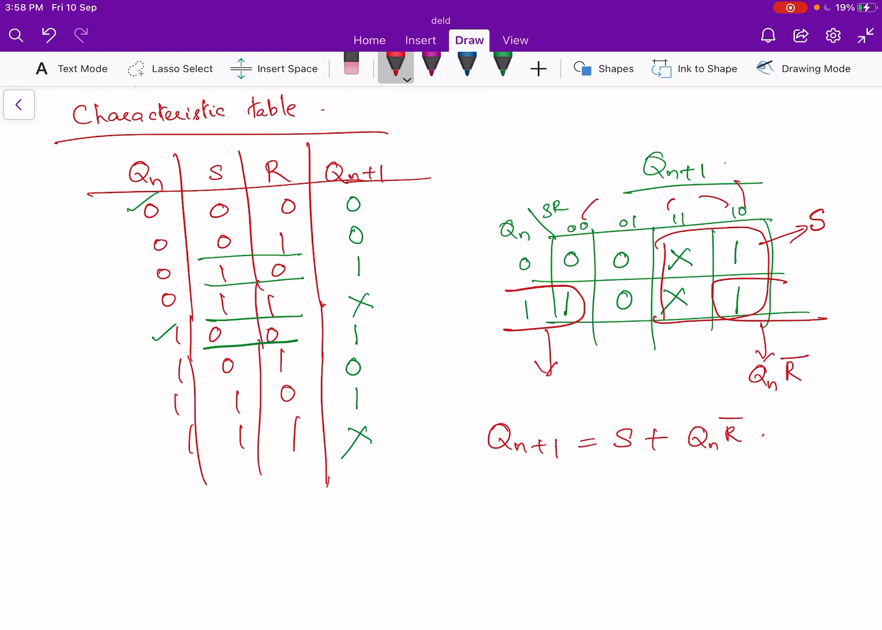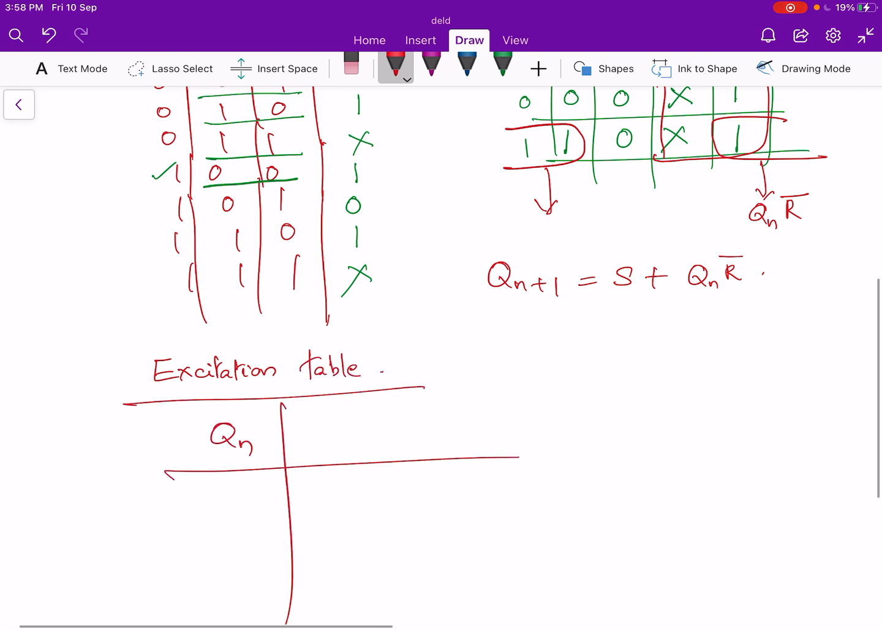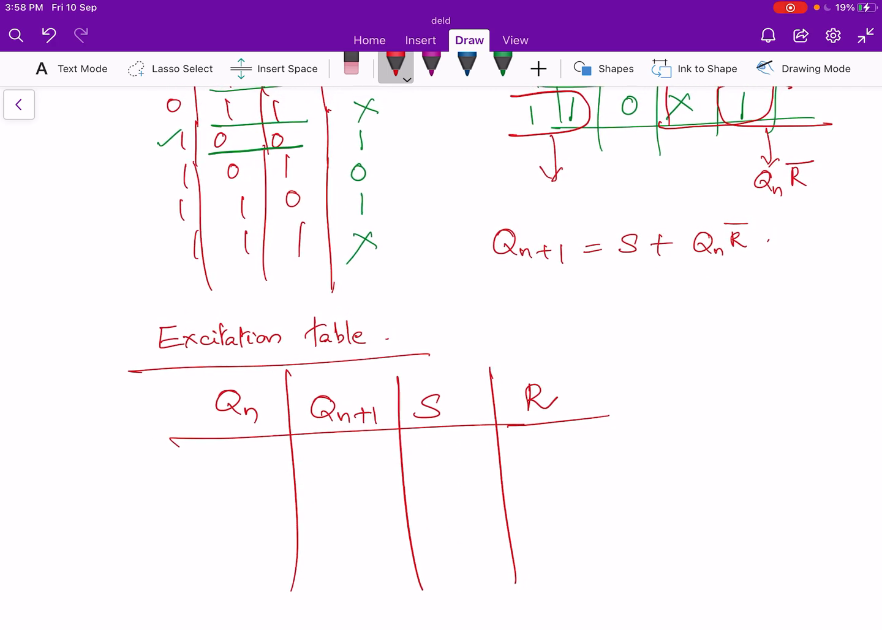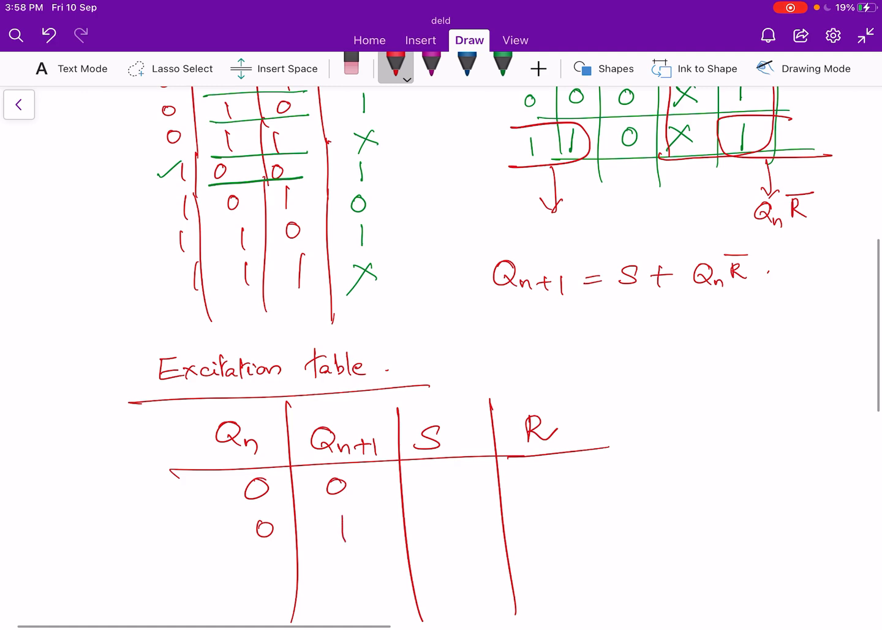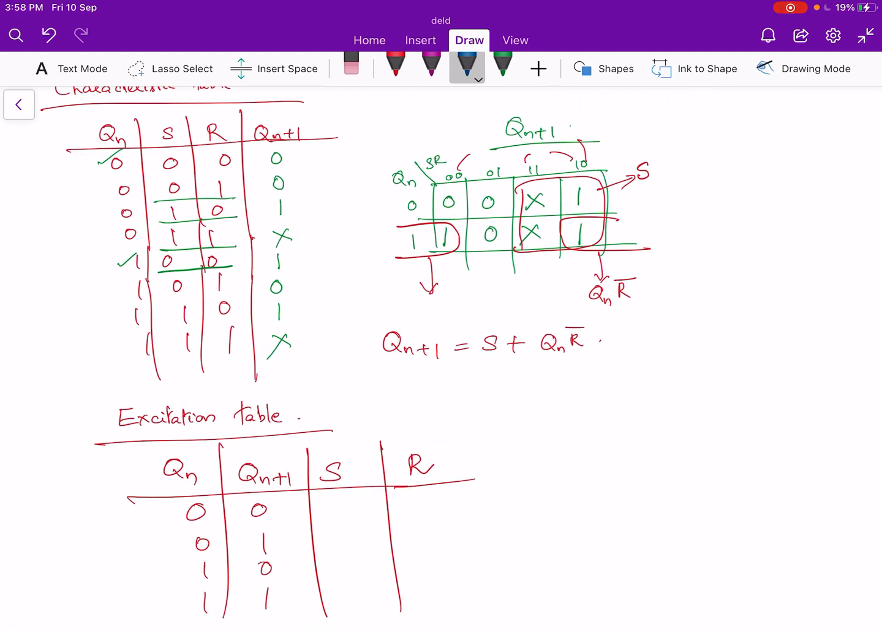Now we are going to write the excitation table. We will be writing the excitation table from the characteristic table. We will find the values of input conditions, S and R, from the values of Qn and Qn plus 1. There will be 4 possible combinations: 0, 0, 0, 1, 1, 0 and 1, 1. Correspondingly we can look at the characteristic table. The first condition is 0, 0, where Qn is 0 and Qn plus 1 is 0. Here also in the characteristic table, Qn is 0 and Qn plus 1 is 0.